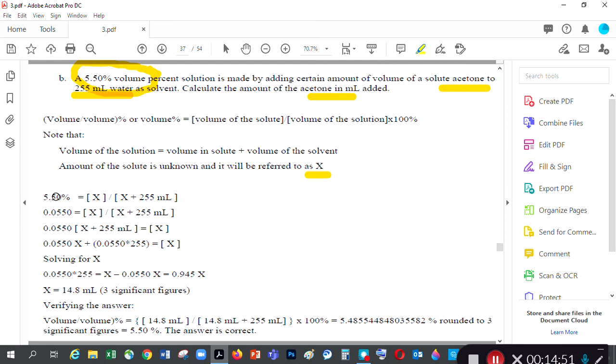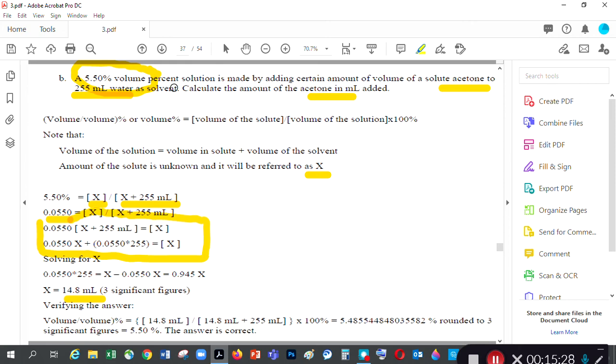So 5.50 divided by 100, which came out to this value. The amount of the solute, meaning the volume of the solute, X, divided by the total volume of the solution, which is the solute plus the solvent. So X plus 255 mL. Work it out, that's just simple working out for X. So X then will come to be 14.8 mL, rounding it to 3 sig figs. Correct? And you can verify this if this is really true.